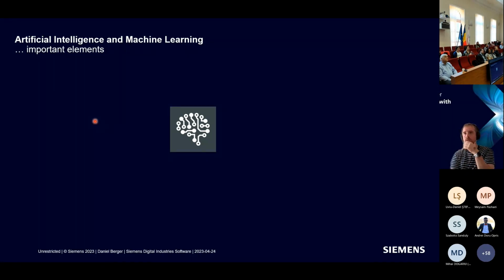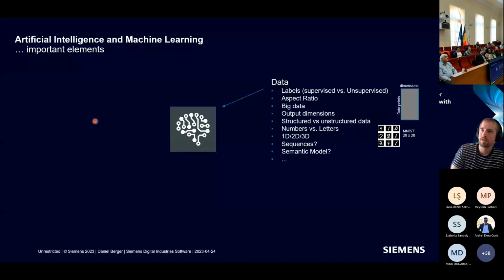Now, some things that I want to share with you, my view on important elements of artificial intelligence and machine learning. Some things obviously have been said by Hermann already, and I assume that some of the next speakers will refer to this as well. The first thing, the most important thing, is the data that you have.